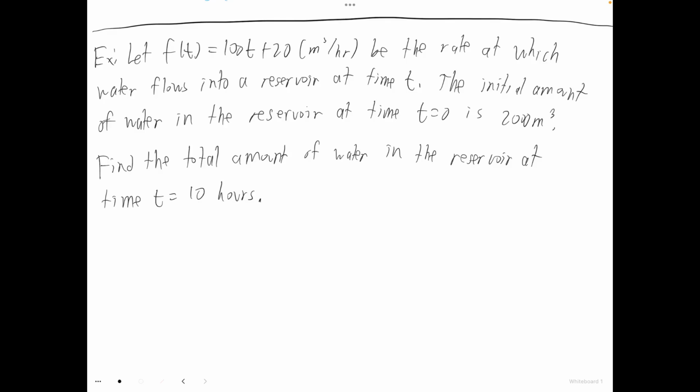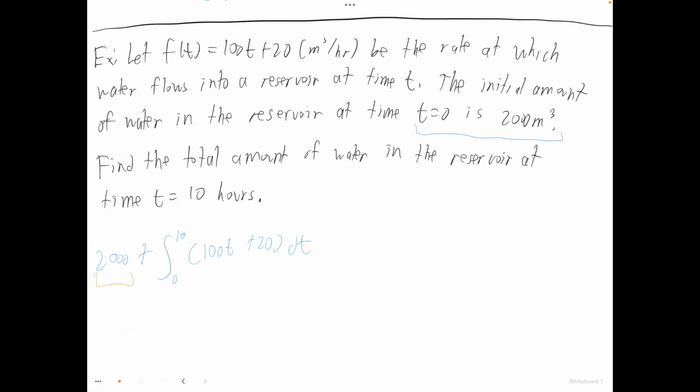And so what we're going to do here is figure out the net change and then add on how much there already was. This 2,000 is how much we started with, but our integral is just going to tell us how much we changed by. It's not actually going to take into account the initial part, so we have to add on the initial part after the fact. So the total amount is going to be 2,000 plus the integral from 0 to 10 of the rate of change, which was 100t plus 20.